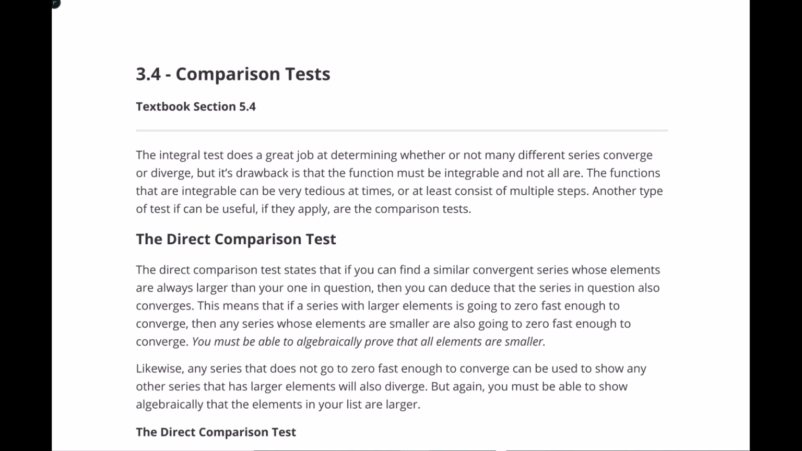There's two different comparison tests. The first that we'll talk about here is the direct comparison test, and then in a little bit we'll discuss the limit comparison test.